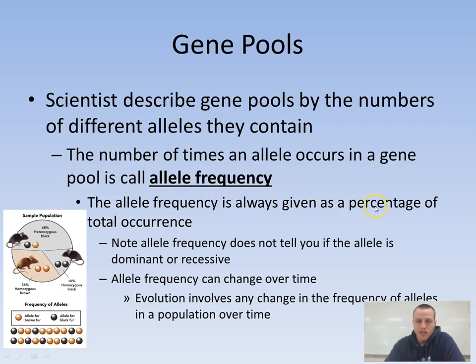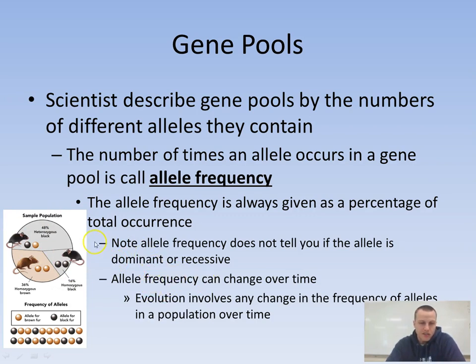Allele frequency is always given as a percentage, not the total outcome. Like I was talking about tall and short, based off of Mendel's experiments that we've already talked about, we know that tall is dominant over short. But the allele frequency doesn't necessarily tell you if it is dominant or not. It's either dominant or recessive, and the allele frequency does not tell you that. It could be that the recessive is more common than the dominant. Okay, you never know, and this is going to be an example of that.